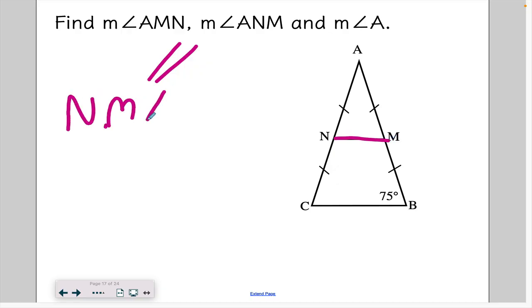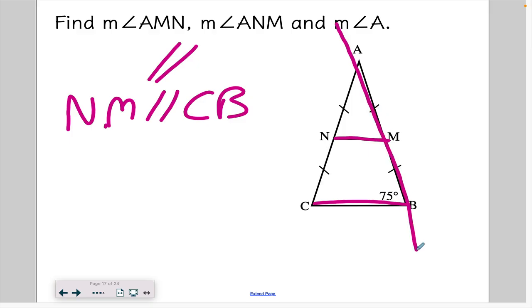By definition, if it's a mid-segment, it's parallel to CV. So actually, how many of you noticed? Bada bing, bada boom. Yes, good. What are those angles called? Does anybody remember? Yes, corresponding. Good job. And actually, you know a little bit more.